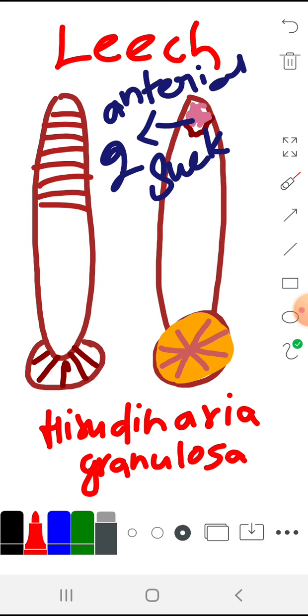I hope, dear students, you have clearly understood the habit and habitat of the leech, that is the Indian cattle leech, Hirudinaria granulosa. Thank you very much for your cooperation. Try to write notes, a few points about the leech, draw the external diagram of the external morphology of a leech in your notebook, and write your own points on whatever you have learned in this video.